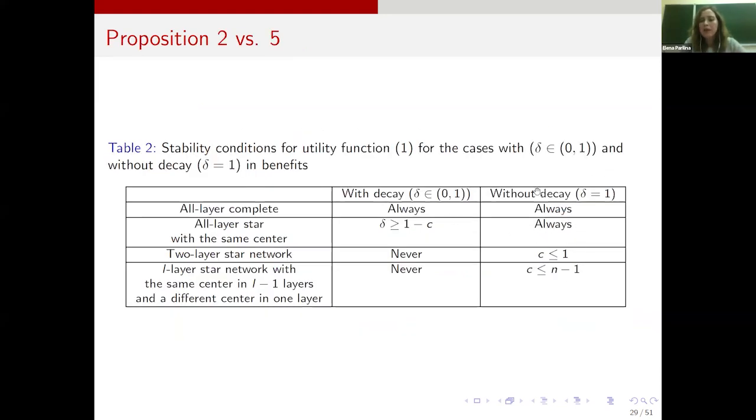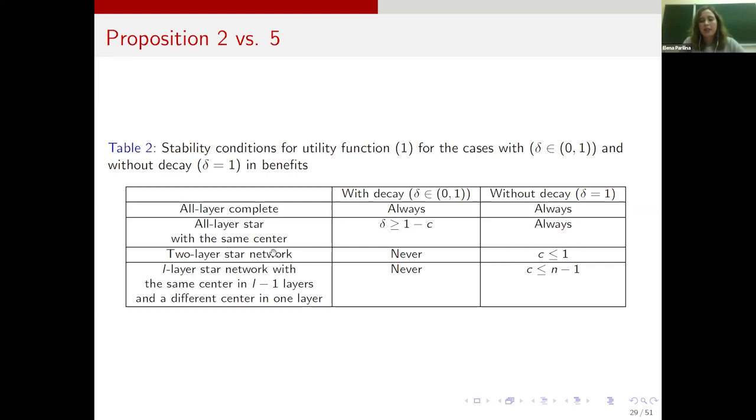And if we compare these two cases, with decay and without decay, with all these structures that we examine, for the all-layer complete network we obtain the same result. But with the decay parameter, if we have decay, we never have these star networks stable. But for the case without decay, we have some conditions under which we have stability.